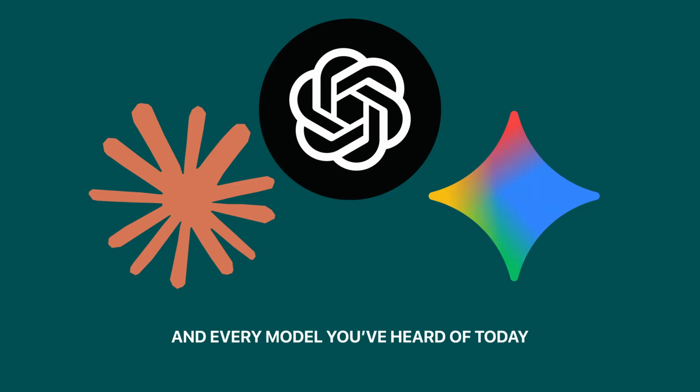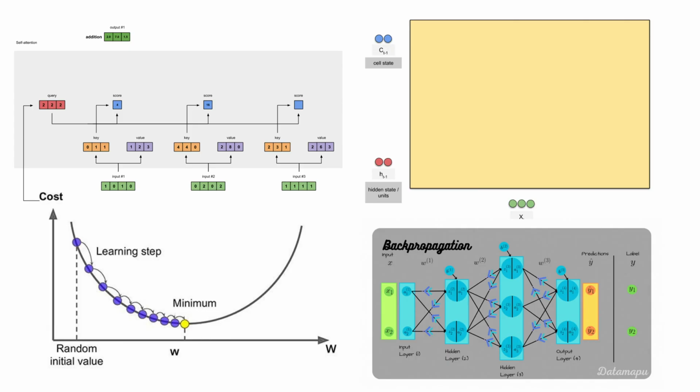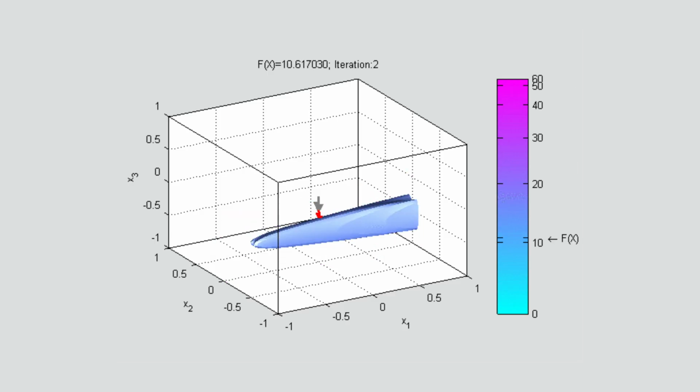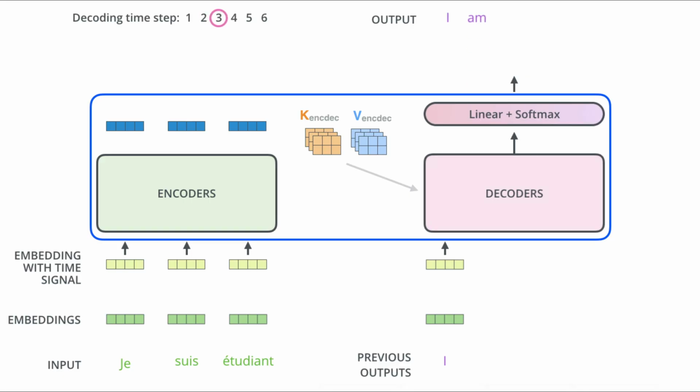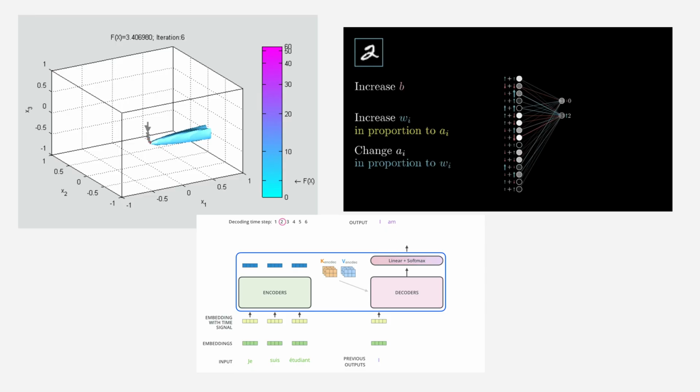But here's the crazy part. These algorithms weren't invented to build intelligence. They were mathematical hacks. Gradient descent from calculus, backpropagation from control theory, transformers from language translation, and yet, when combined, they created systems that can code, paint, and reason. So the question is, are we discovering intelligence or accidentally recreating it?